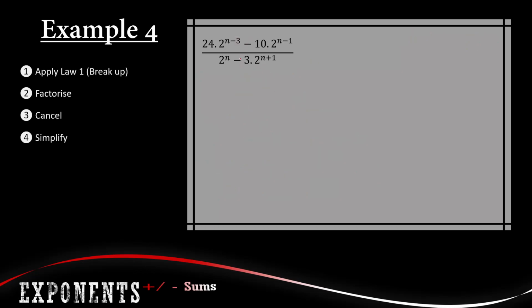Example 4. Now again, quite a simple one because all our bases are the same again. So we're just going to start by breaking it up. So times 2 to the power of n times 2 to the power of negative 3, minus 10 times 2 to the power of n times 2 to the power of negative 1, over 2n minus 3 times 2 to the power of n times 2 to the power of 1. Okay, next we're going to factor out the 2 to the power of n's. And in the first term, when we take out 2 to the power of n, we're left with 24 times 2 to the power of negative 3, and then minus 10 times 2 to the power of negative 1.